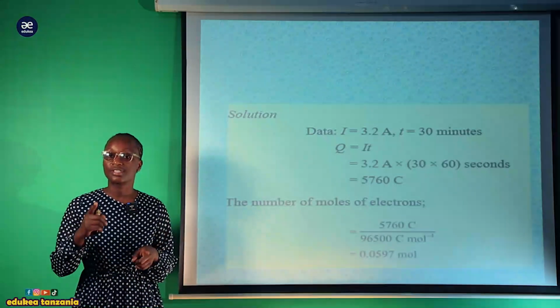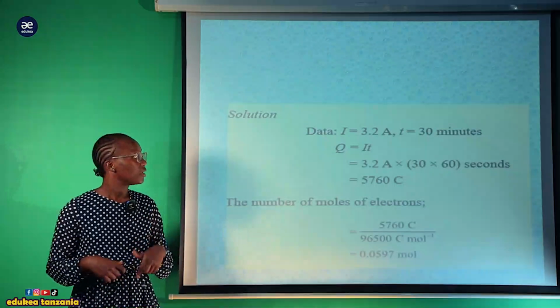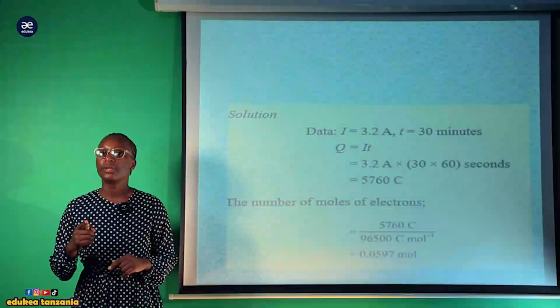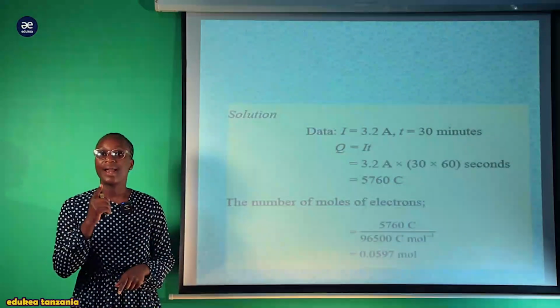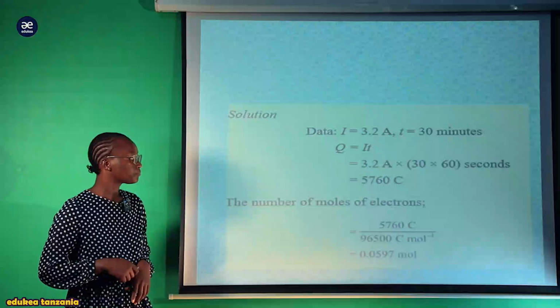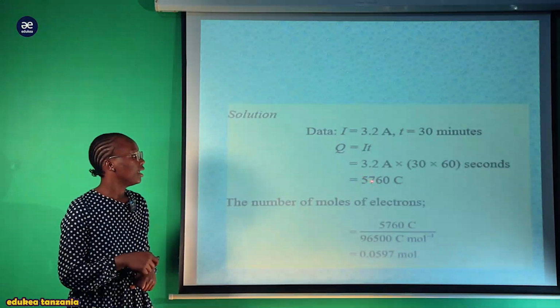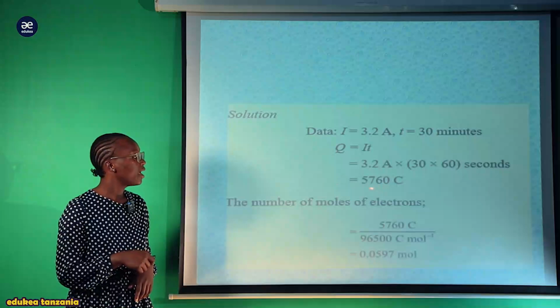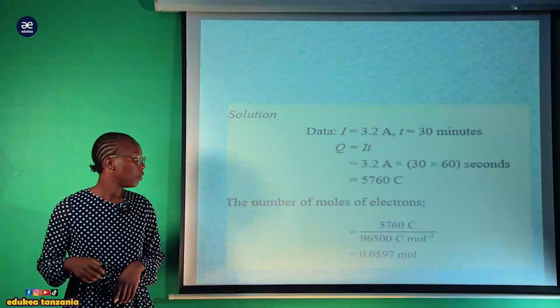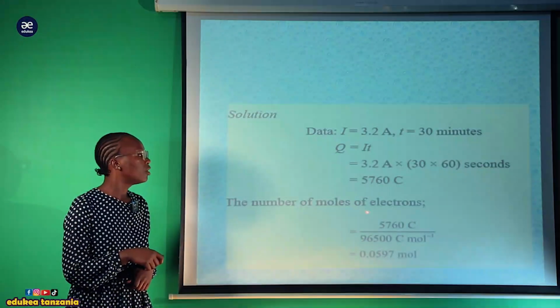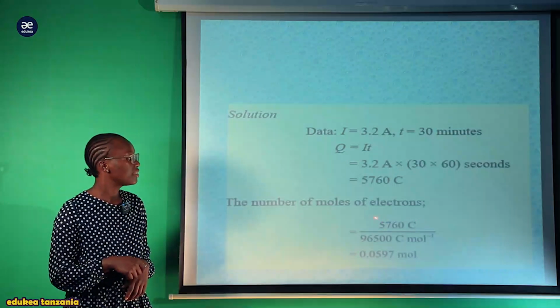Kwa mfano hapa kama nitakuwa na 1 Faraday, it means that 1 mole of silver, kama nina 1 mole of silver, means that 1 mole of Faraday itakuwa required to discharge hii hapa ion of sodium. Ndio kinachotokea hapa. Let's see the very simple example here.